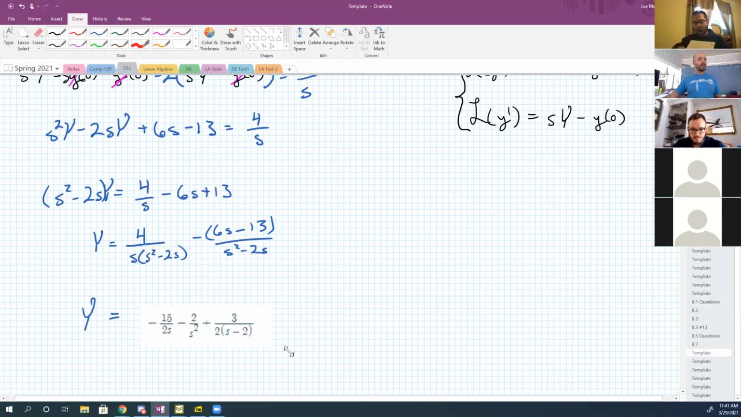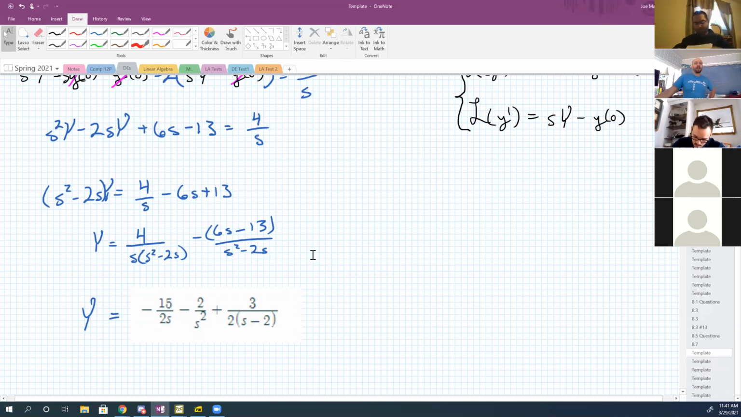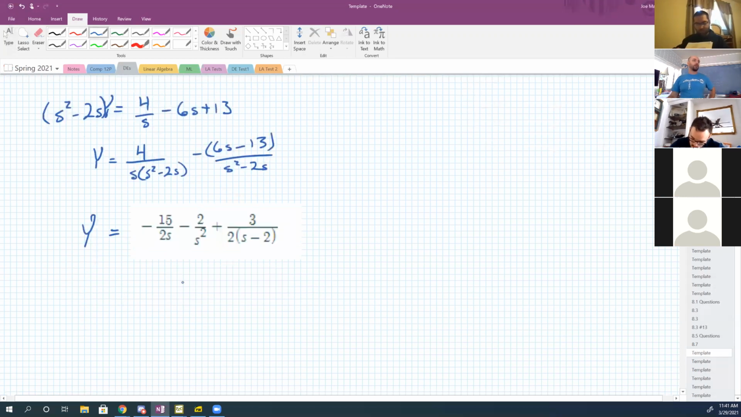Perfect. Thank you. Okay, so I got y is this stuff. All right, now I need to be inverse Laplacing. Ultimately, out of this, we are going to end up with y is minus 15 halves. And then, I don't know the Laplace transform of s squared off the top of my head.